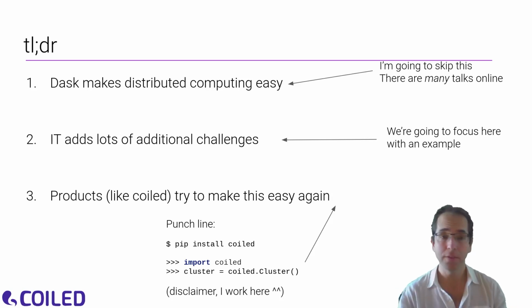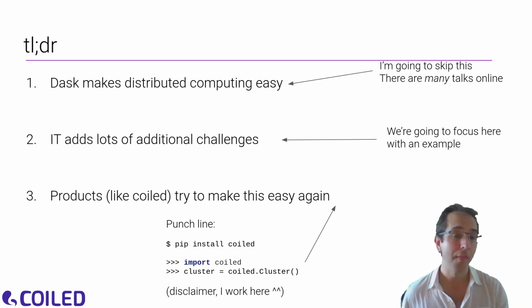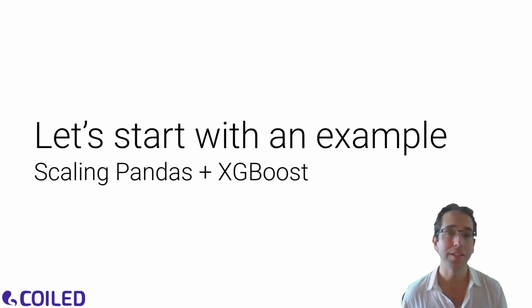At the end, again, I'm going to give you a punchline or a solution. That's going to be Coiled. And I'm going to encourage you to run these 3 lines of code, which will run a cluster for you. So that's where we're headed. But I want to first spend a lot of time thinking about how we get to those 3 lines and what they do under the hood. So let's dive in. Let's start with an example.